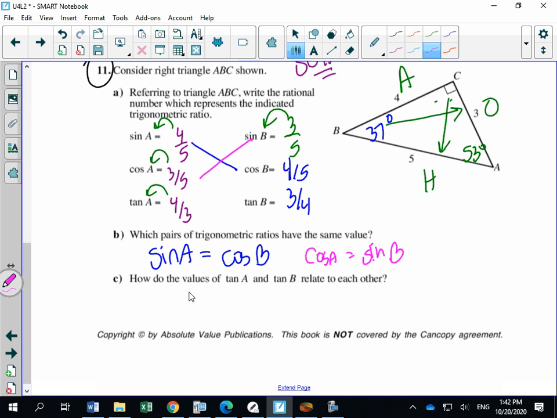Okay, last question. How do the values of tan A and tan B relate to each other? So look at tan A, it's 4 over 3. This guy is 3 over 4. They are reciprocals, is how they relate. So this B was just asking what ratios are the same. And C was asking how do these fractions relate? They're reciprocals of one another. And that's the lesson.